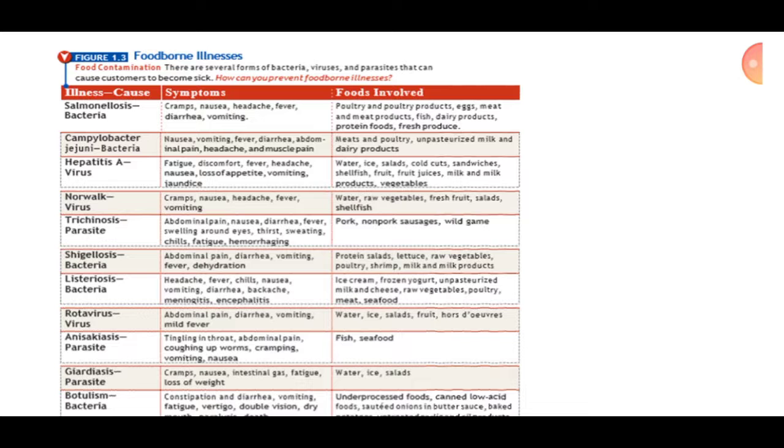Next is Shigellosis bacteria. The symptoms are abdominal pain, diarrhea, vomiting, fever, and dehydration. Foods involved are protein salads, lettuce, raw vegetables, poultry, shrimp, milk, and milk products.